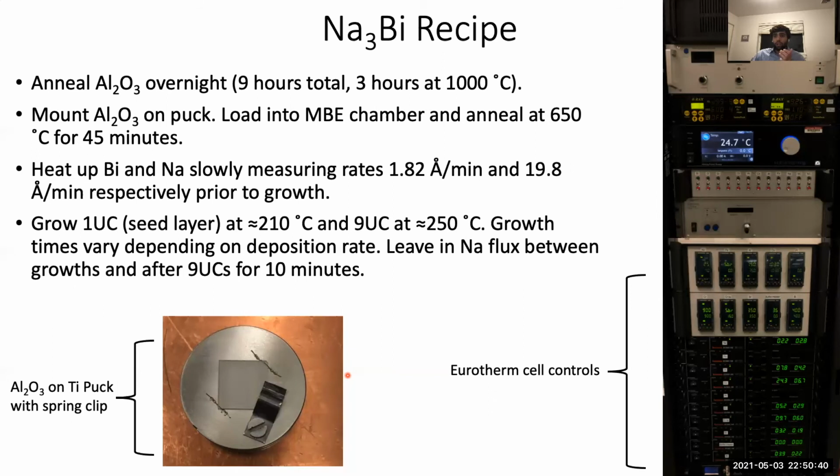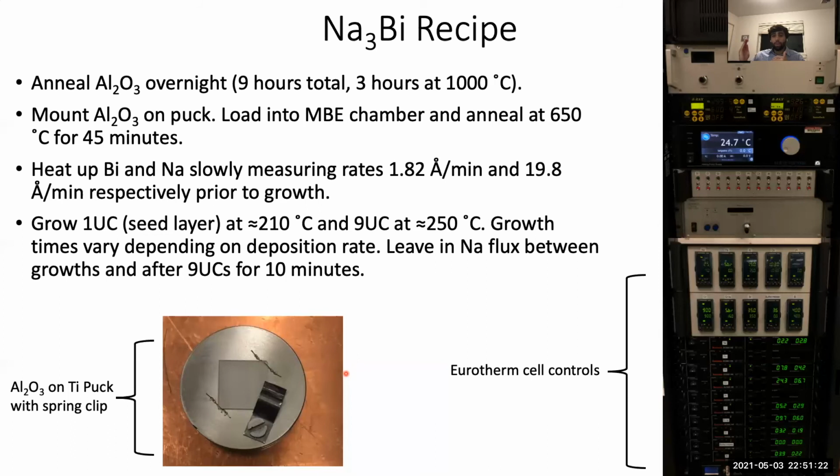And then once we start growing our remaining 9 unit cells, or however much we're growing that day, we will raise the temperature to about 250 degrees Celsius. And in between, when we grow the 1 unit cell to the rest of the unit cells, while we're waiting for that temperature to increase, we will close bismuth and keep the sample exposed to a flux of sodium atoms to make sure the sodium bismuth structure has accepted all the sodium that it can get, since sodium is in excess in this reaction, or in this growth, rather.